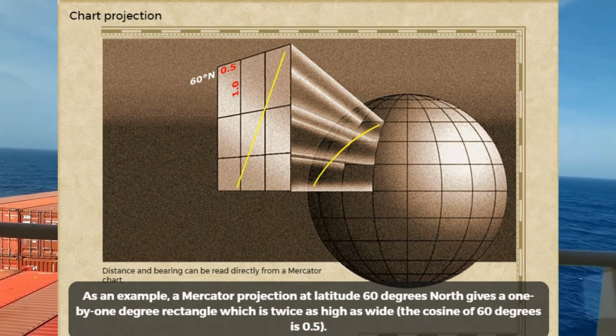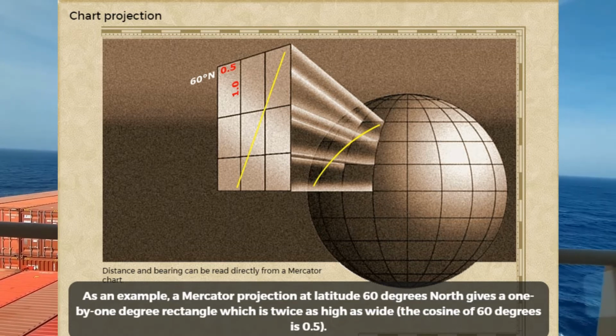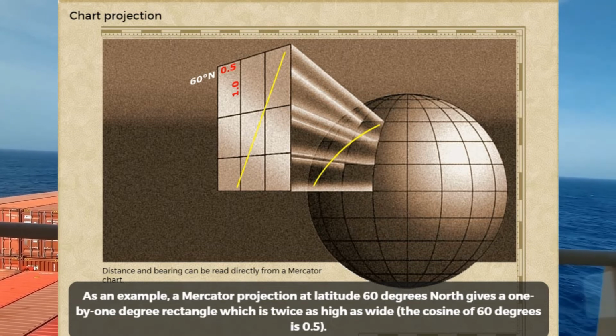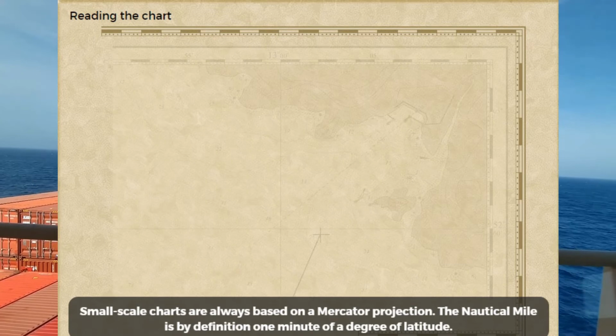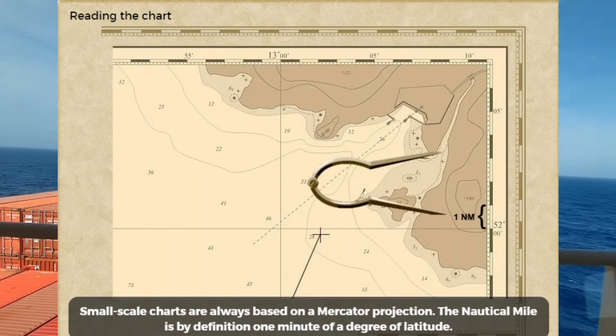As an example, a Mercator projection at latitude 60 degrees north gives a 1 by 1 degree rectangle, which is twice as high as wide, the cosine of 60 degrees being 0.5. Small-scale charts are always based on a Mercator projection.